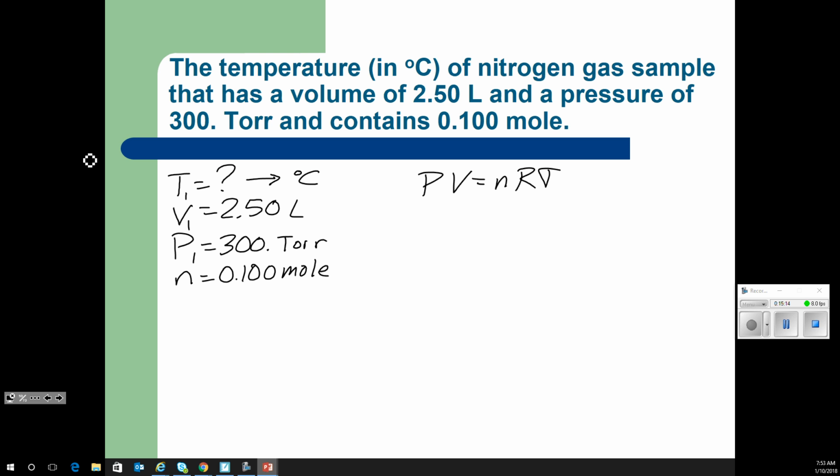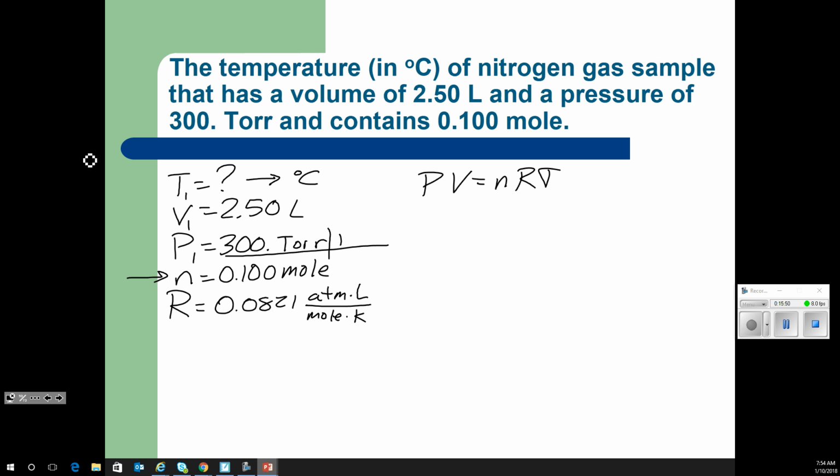I got moles. They gave me moles. And I only have one of everything else. If I have Boyle's or Charles's or combined or any of the others, I'm going to have two of something, and I don't. So that tells me I'm going to have R, and R again has that specific unit, so I've got to make sure that everything is in those units. My pressure is not in the correct units, it's in torr and not in atmospheres. So I need to switch that.